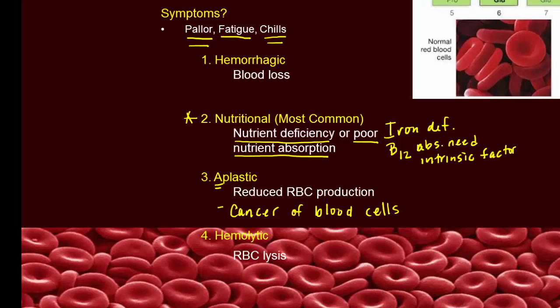Hemolytic anemia. So heme refers to blood cell, and lytic is to split. So hemolytic anemia or red blood cell lysis. Red blood cells can break sometimes. And an example of when we might see hemolytic anemia might be something called sickle cell disease.